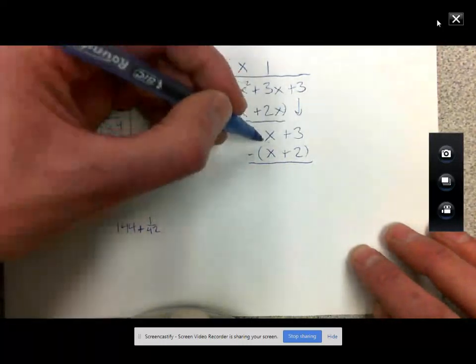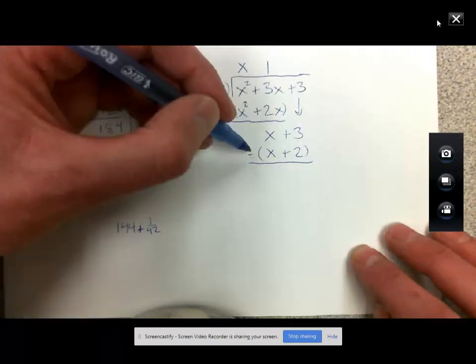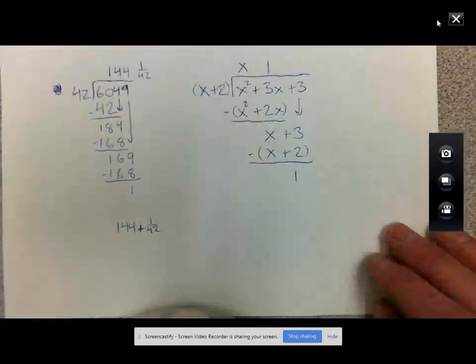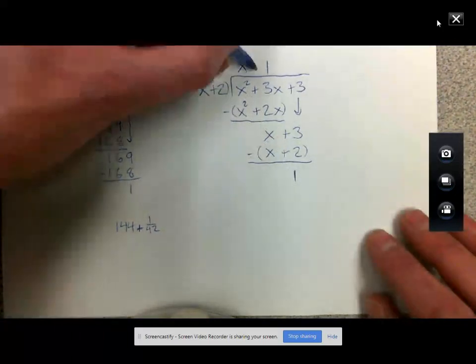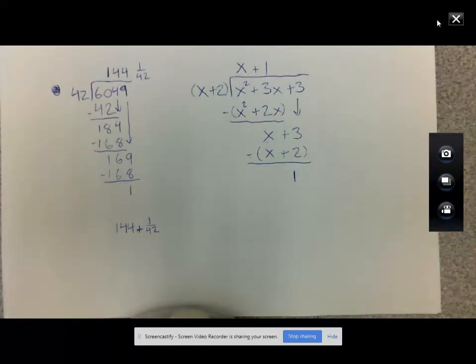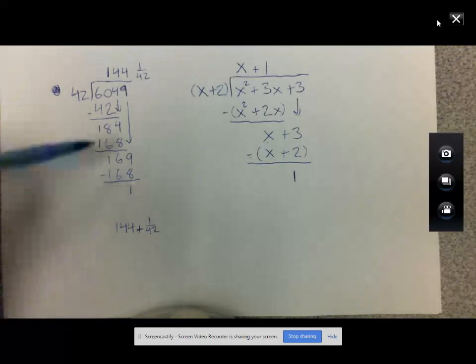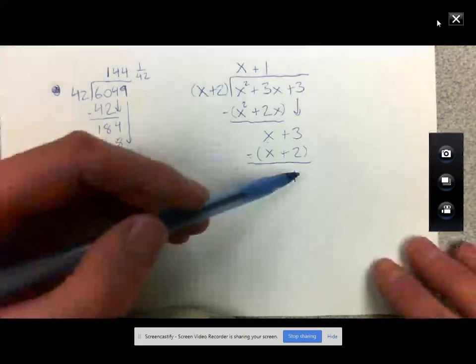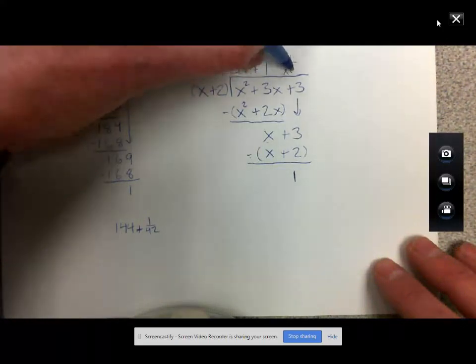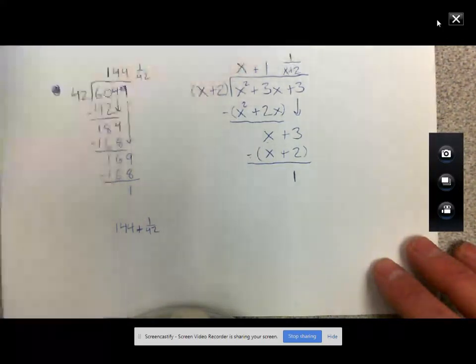Well, let's see, x minus x is nothing. 3 minus a positive 2 is 1. So I have a remainder. I have a remainder of 1. And sorry, this was a positive 1 that I multiplied by. A remainder of 1. So I'm going to write it like a fraction, kind of like here I had 1/42. Write this as 1 over x plus 2.